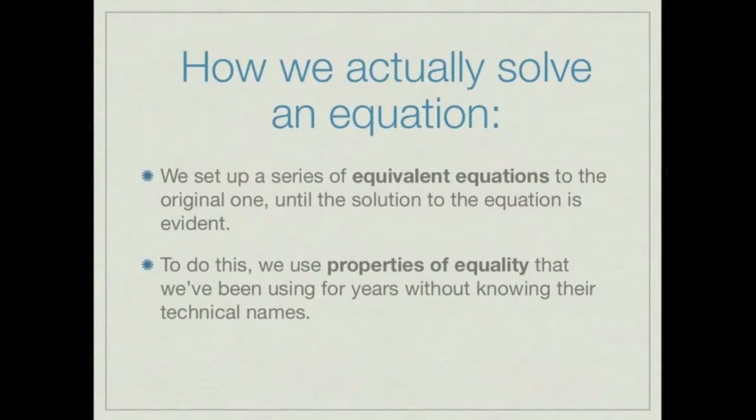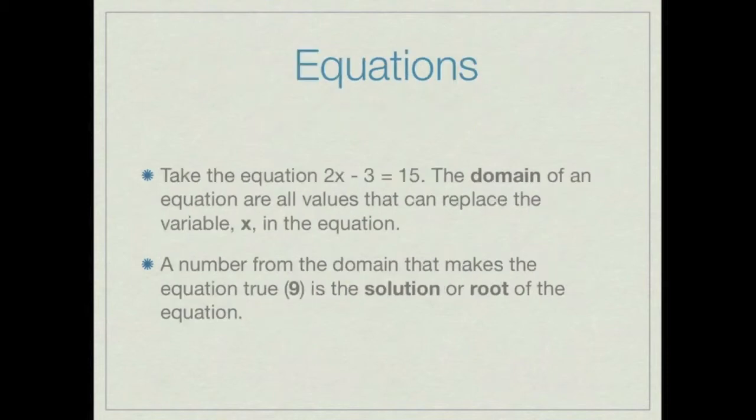Now, how we actually solve an equation is that we set up a series of equivalent equations to the original one until the solution to the equation is evident. What that means is, if we go back here, 2x minus 3 is 15. This is the original equation. If we add 3 to both sides, we get 2x equals 18, right?